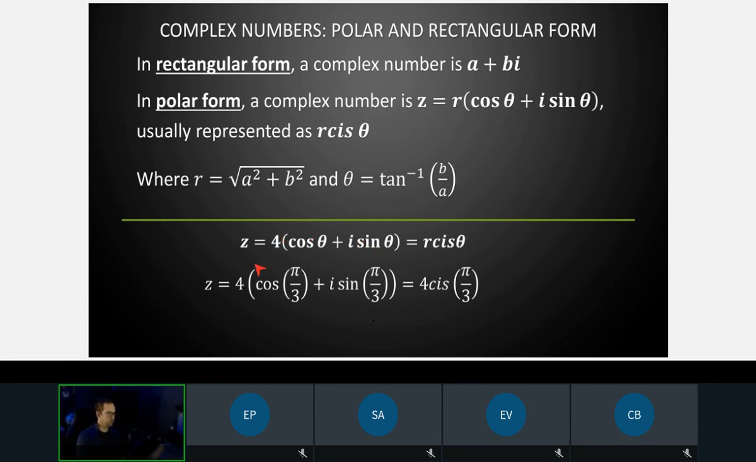So for example, I could write my complex number in polar form as 4 times the cosine of pi over 3 plus i sine pi over 3. Or, to make it tidier, we write it in the shorthand form as 4 CIS pi over 3. No, don't cross that out. This is okay. This line is my example. This is the actual formula that shows all the parts.